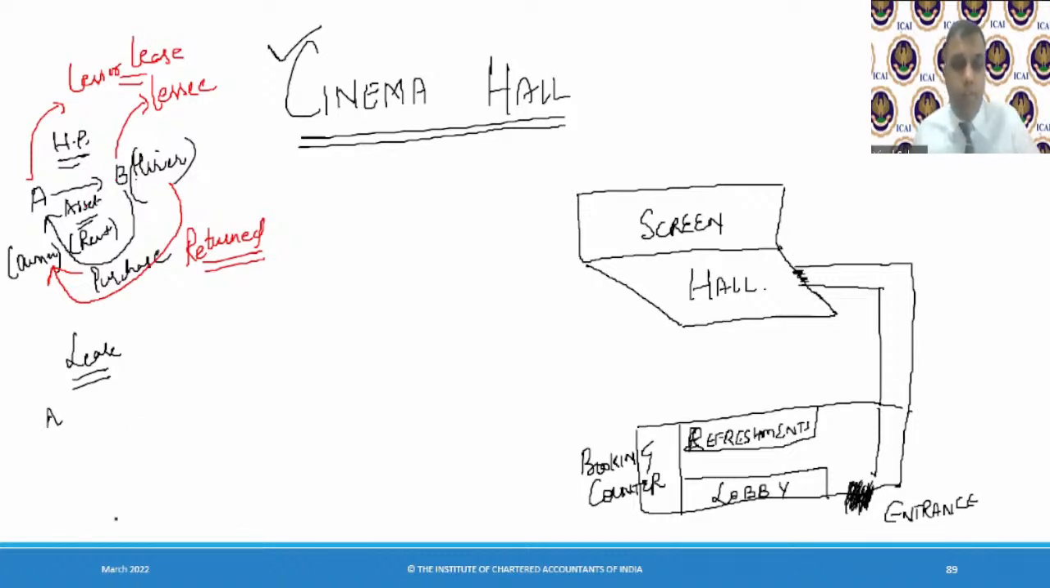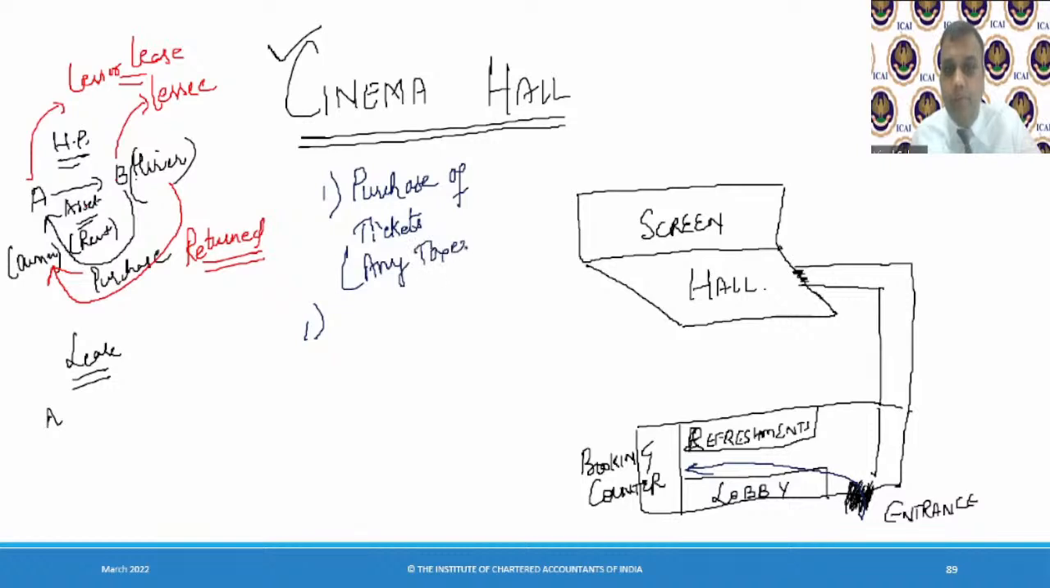Fine. So this is my cinema hall. I go and purchase the ticket. So what would be the first point? The first point would be whether I purchase the tickets at the booking counter for cash or online. Any taxes involved to be checked, properly accounted for.